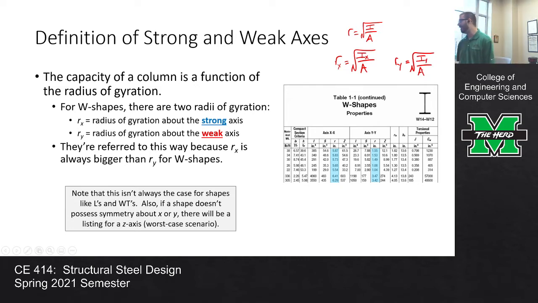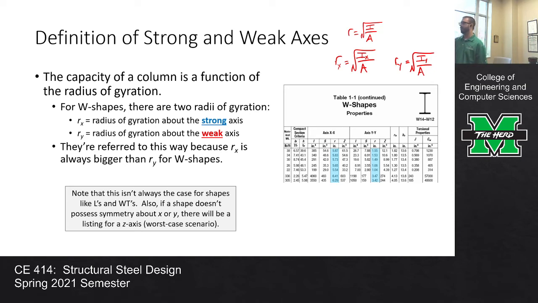You know, the areas are the same. These are just the formulas in which you would use to compute those. And you can test that. Just pull a random W shape from the manual, pull its Ix and its Iy and its area, and see if you get the same value, and you will. One of the things, though, that I want you to pay attention to is if you look at W shapes, you will find that I don't care what W shape you pull up, Rx is going to be bigger every time. Every time. And so much so that we call the x-axis the strong axis, and we call the y-axis the weak axis. Okay?